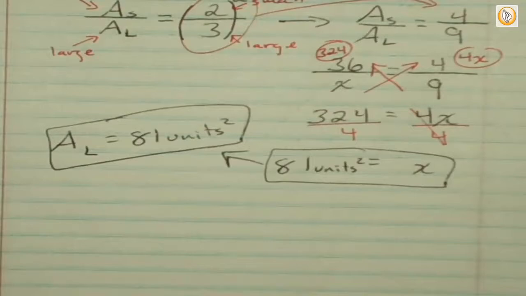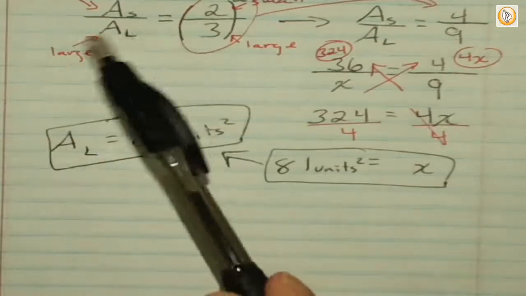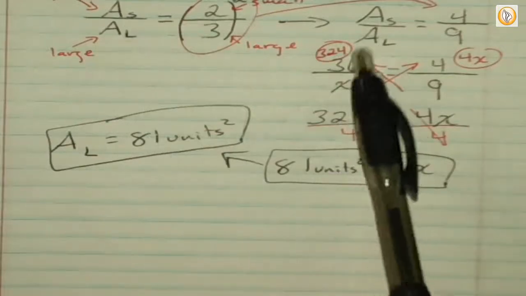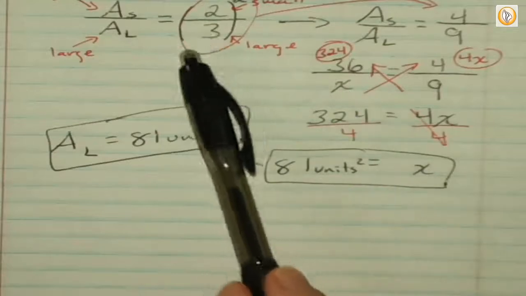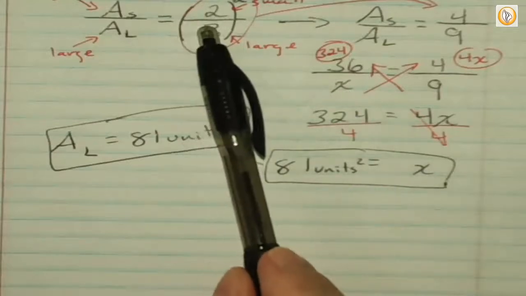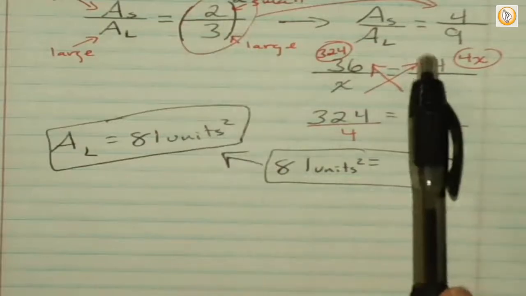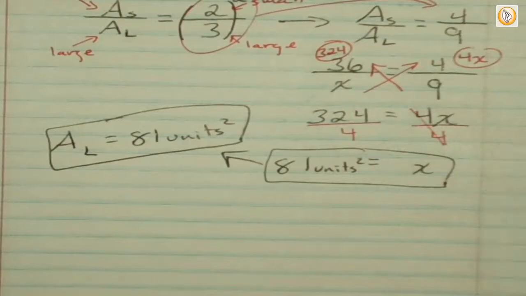I'm still confused. It says 36 units squared. Why would you square that? That's the area. We're trying to find the area of the large one. They gave us the area of the small one, and that was 36. We don't know the large one, and we have to use the ratio that they gave us. Because we're dealing with area, we only square that ratio so that it makes it proportional. If I didn't, it wouldn't be proportional.